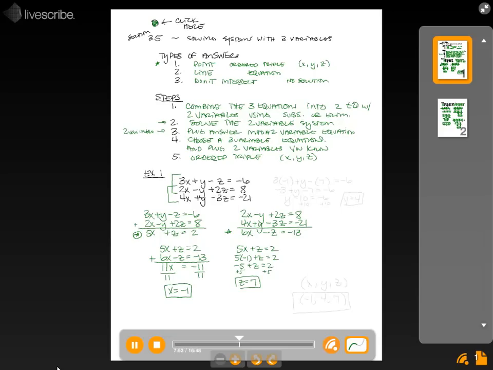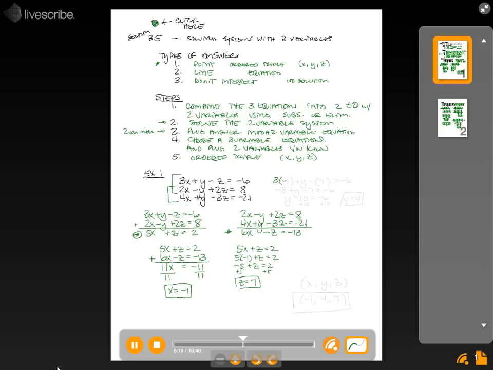At this point now, I've got two of my three variables. The last thing I need to do, I guess the second to last because we still have to write our answer, is that we're going to choose one of our three-variable equations at the top here, one of the original three, and we're going to plug in our value for x and our value for z, and we're going to solve for y. I'm just going to plug it into the top one. You could plug it into any of the three, it doesn't matter.